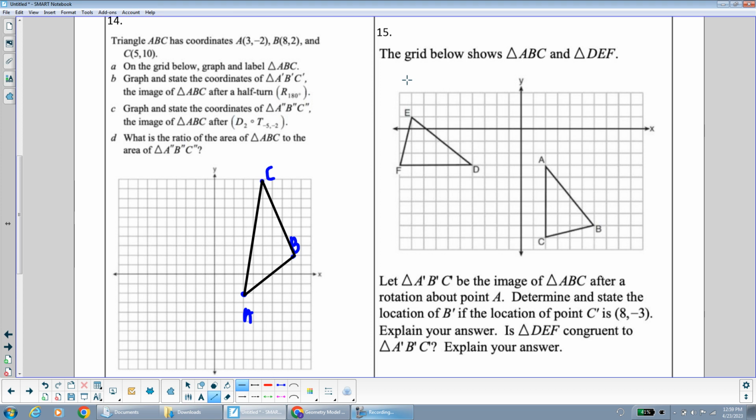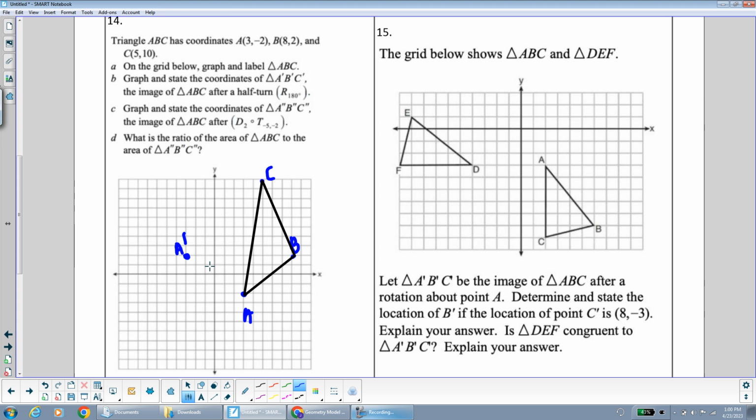Rotation of 180 degrees has a nice rule. All you have to do for that rule is change the signs. You don't need to switch the order of the coordinates. You can just change the signs of both of the coordinates. So A prime is going to be -3, +2. Right, just changing the signs, not changing the order. So that's -3, +2. So that's A prime.